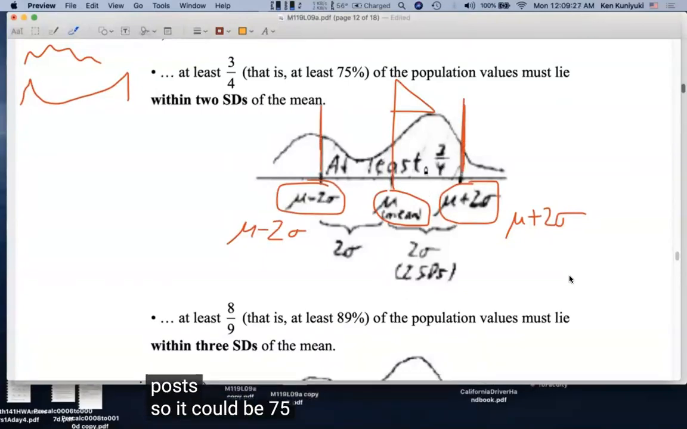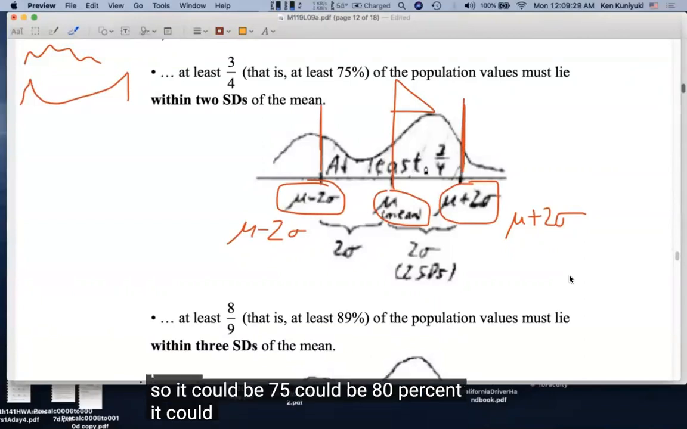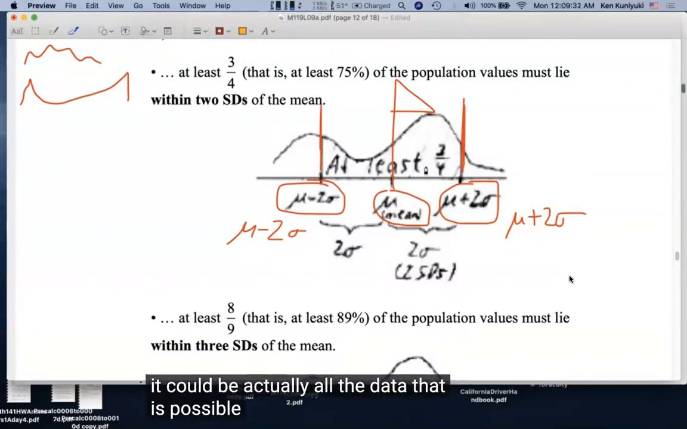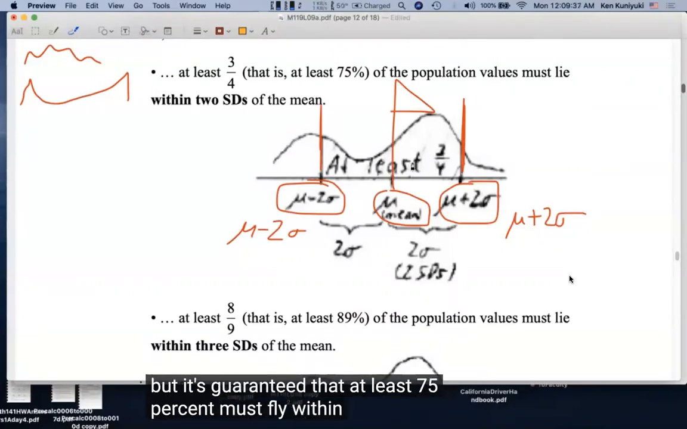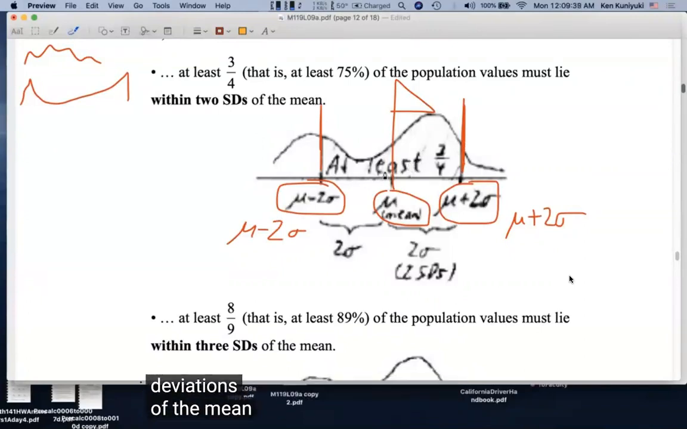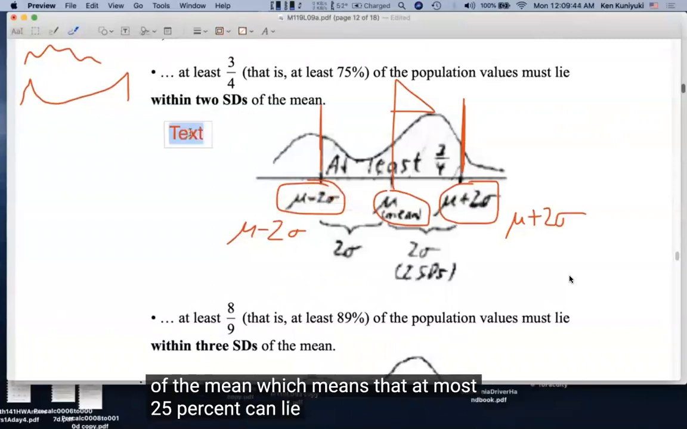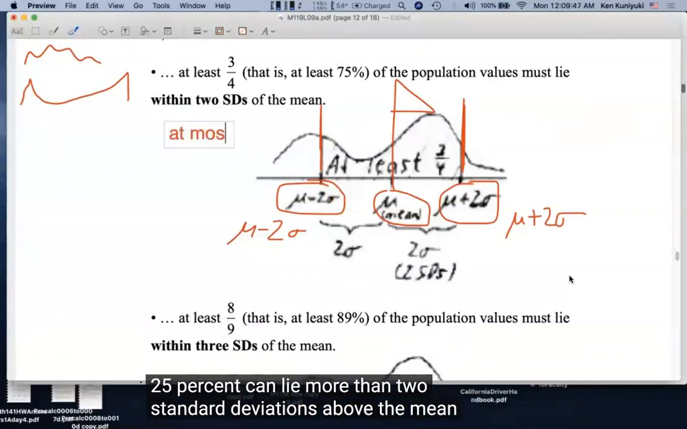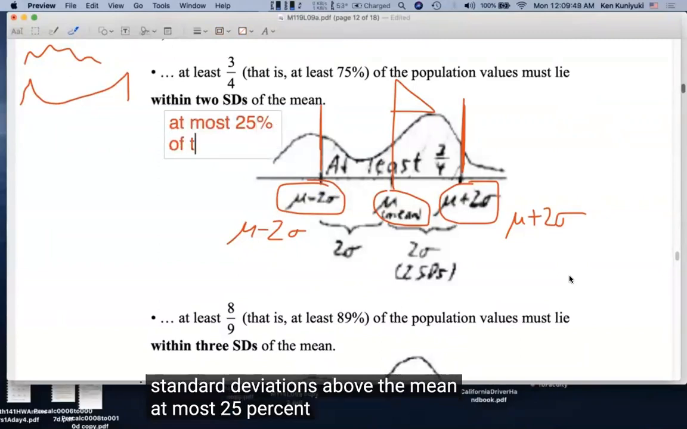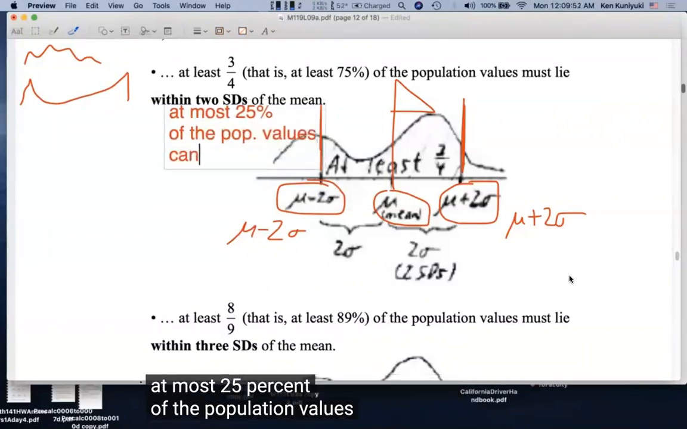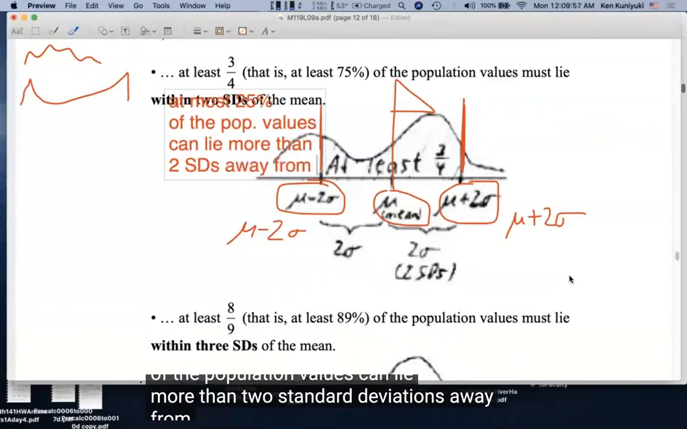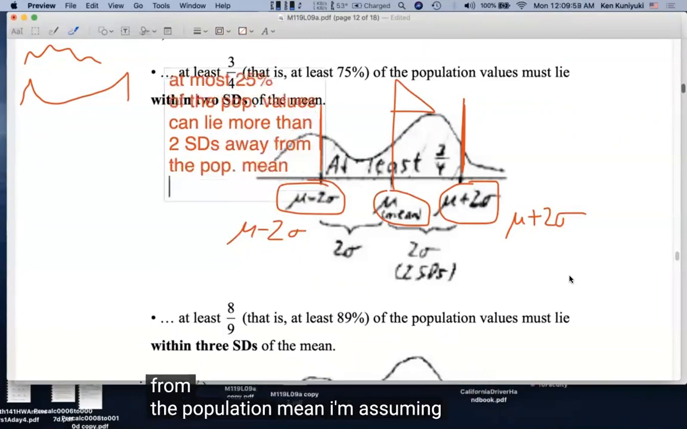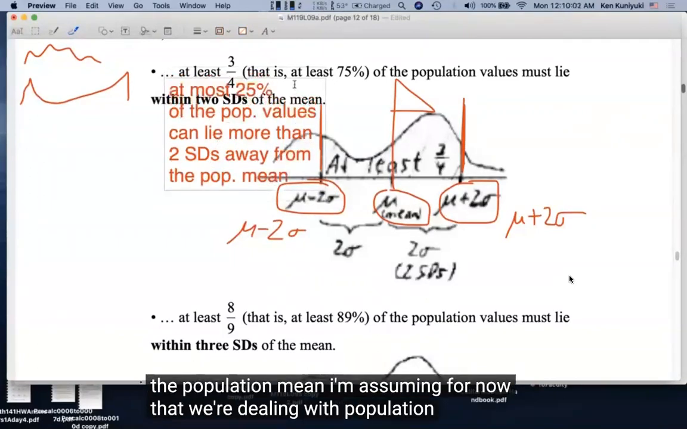So it could be 75%, could be 80%. It could be actually all the data. That is possible, or all the population values. But it's guaranteed that at least 75% must lie within 2 standard deviations of the mean, which means that at most 25% can lie more than 2 standard deviations away from the population mean. I'm assuming for now that we're dealing with population data.